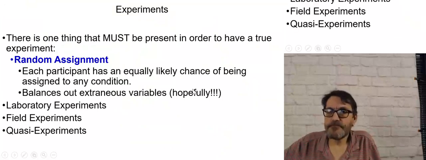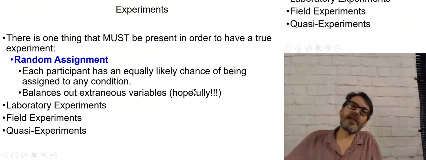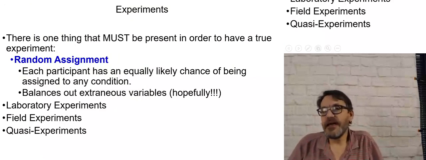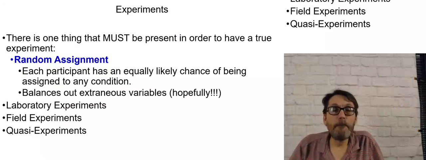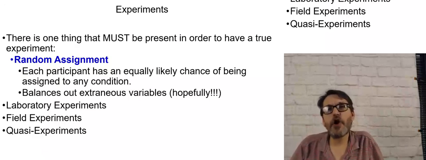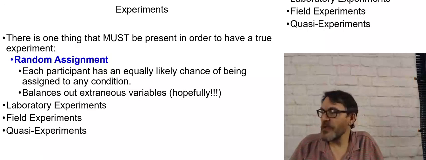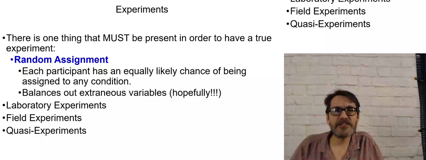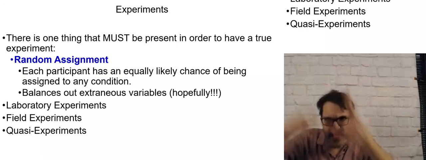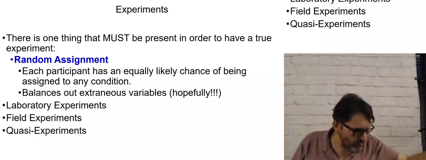So in order for research to be an experiment, it must have one thing, and that's called random assignment. Random assignment is, let's say you draw a random sample of 100 participants and you want to put 50 in the experimental group and 50 in the control group. Random assignment means you must be able to take all 100 names and basically throw them into a jar and shake them all up and then pick them out. You're in the experimental group, you're in the control group, you're in the experiment.